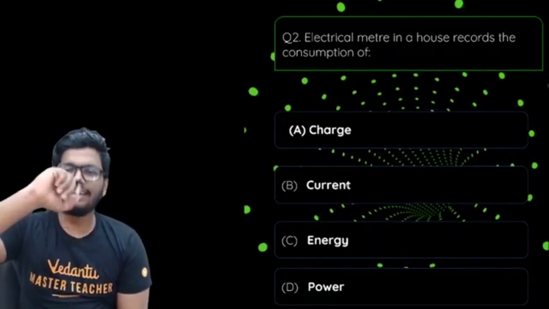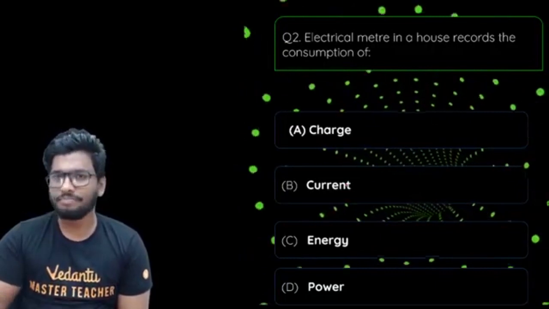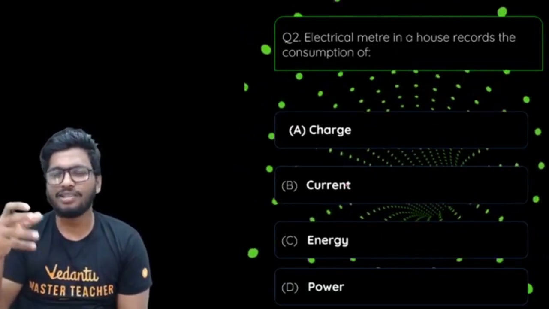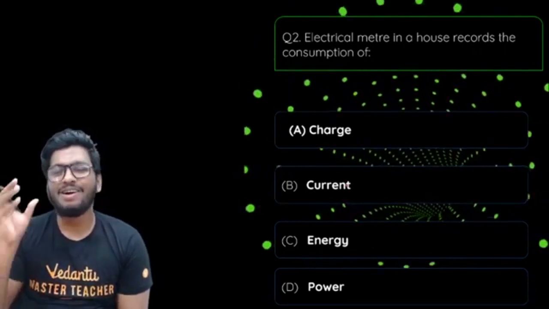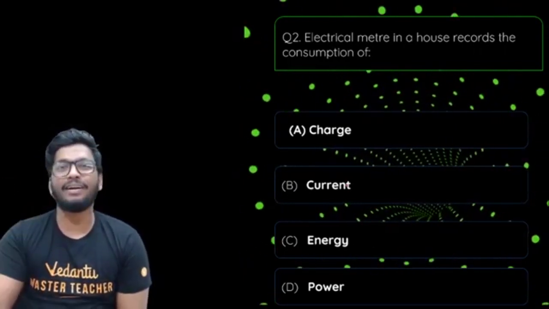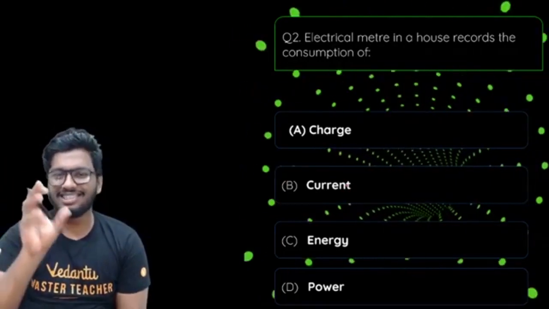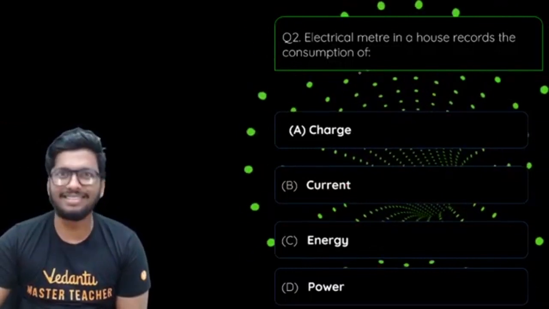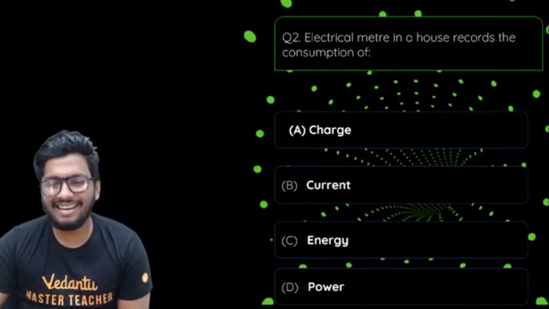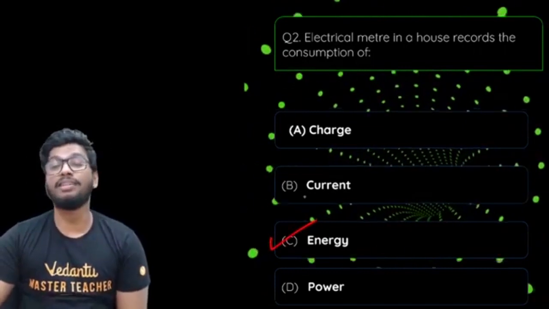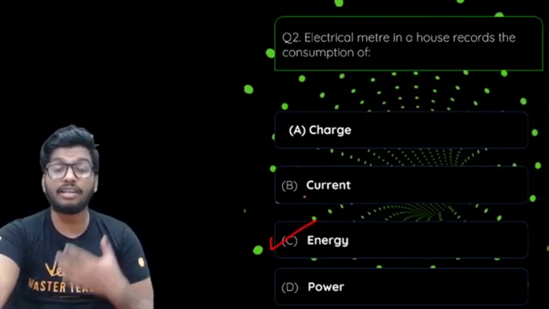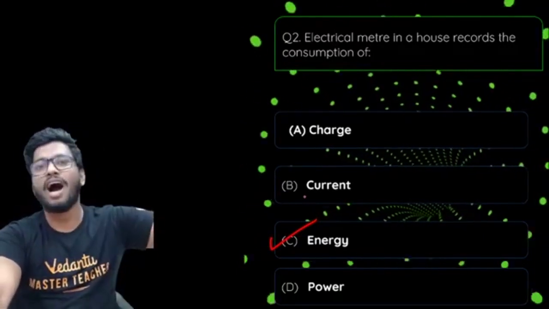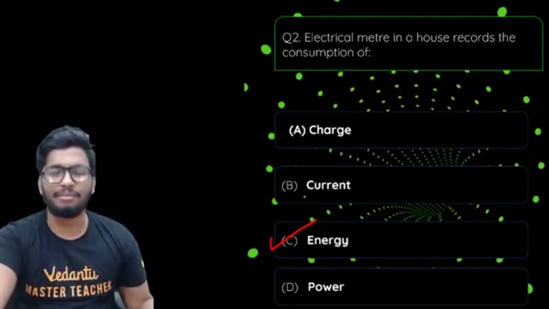Moving on to another one. Electrical meter in the house records the consumption of what? The electrical meter that tells you how much the bill is that you're supposed to pay. What does that actually keep a record of? Does it keep a record of the charge, current, energy, or power? Let me know the answer in the comment section. Yes, in 3, 2, and 1, it tells you the electrical energy consumption, people. It tells you how much electrical energy we have consumed, and based on this, they tell you how much you are supposed to pay in that particular month.